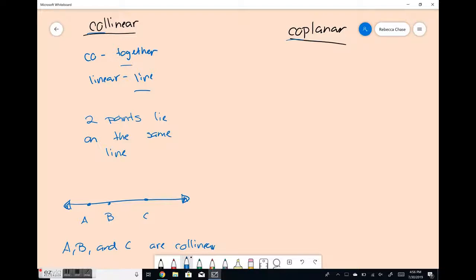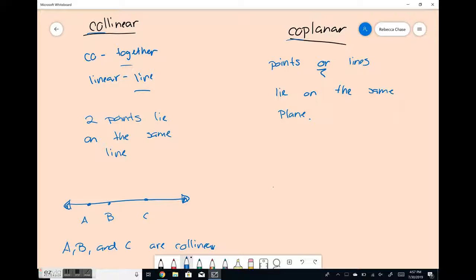Coplanar is going to be the same thing. It's going to be points, or, and this is the difference, lines that lie on the same plane. These are just 2 words that allow us to talk about where things are located and what they have in common, if they have any similarities. So collinear, coplanar: lie on the same line or lie on the same plane.